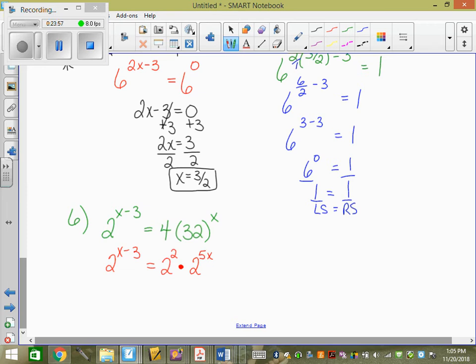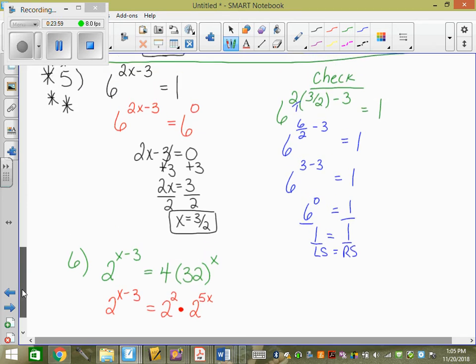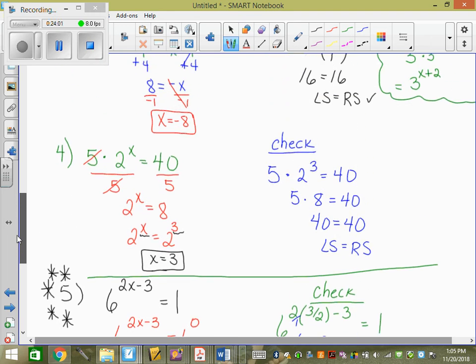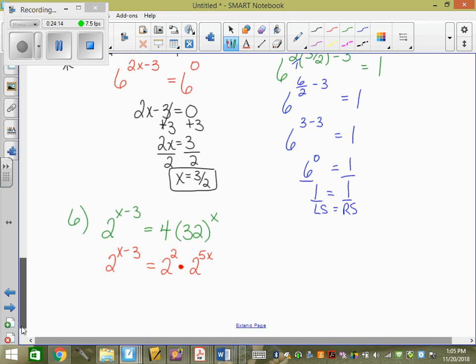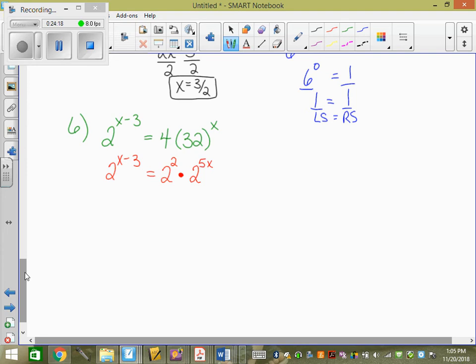Let's go back to our rules up here. When I have two bases that are the same, and they're being multiplied, what do I do with their exponents? Add them. You're all like, add, of course. And then on homework, you're going to multiply them. Don't, okay? Don't do that. So we're going to add them. We agree? So we're going to go 2 to the x minus 3 equals 2 to the 2 plus 5x.